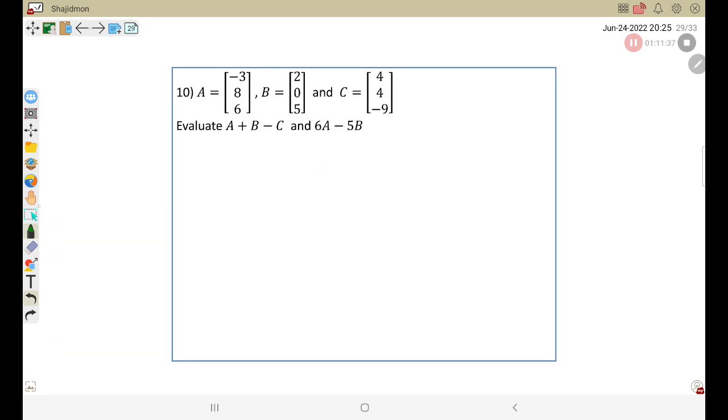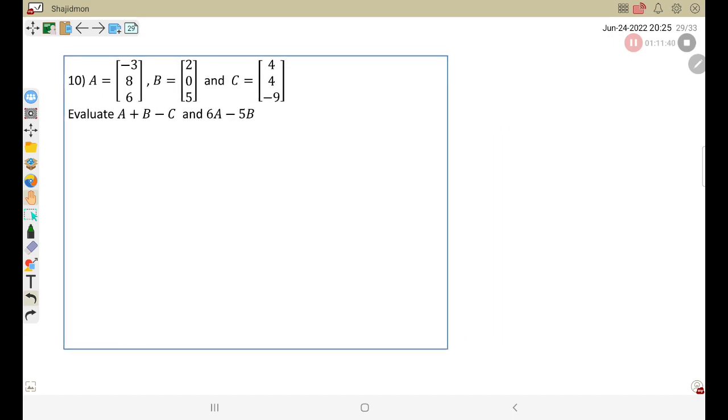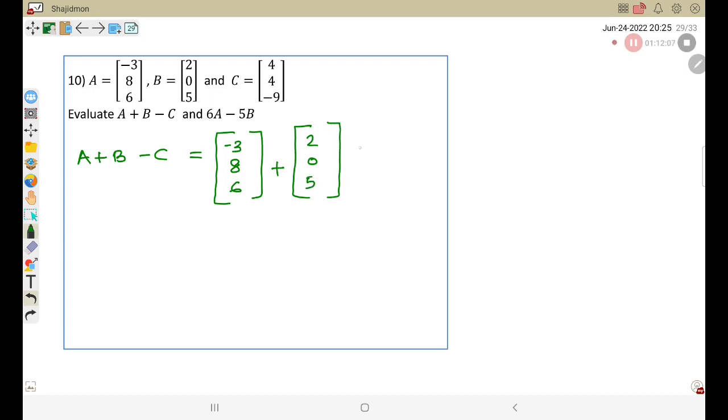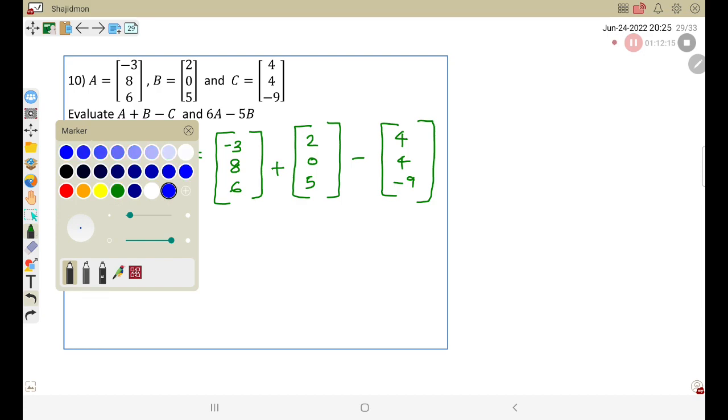Okay, now next question, question number 10. A equal to that matrix, B equal to 2, 0, 5, C equal to 4, 4, minus 9. Evaluate A plus B minus C and 6A minus 5B. Some basic question, okay. So first, A plus B minus C equals: first write A matrix minus 3, 8, 6, plus B matrix 2, 0, 5, minus C matrix 4, 4, minus 9. Now we can do this calculation.